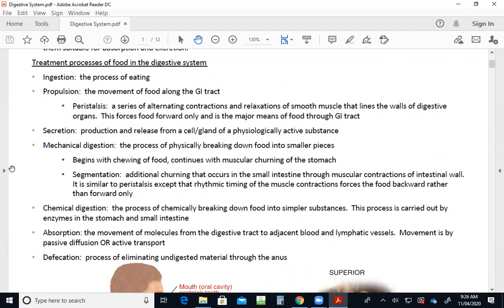Propulsion involves what we call peristalsis, a series of alternating contractions and relaxations of the smooth muscle that lines the walls of our digestive organs. A key with peristalsis, and I would highlight this, is that it moves food forward only. And this is the major means of moving food through our tract. The difference between peristalsis and segmentation is that segmentation pushes food forward and backwards. And segmentation is a form of mechanical digestion.